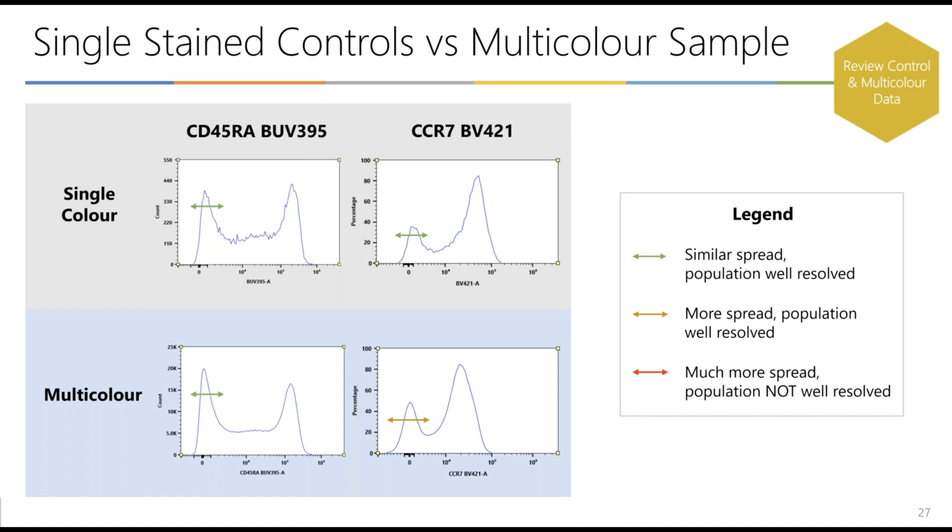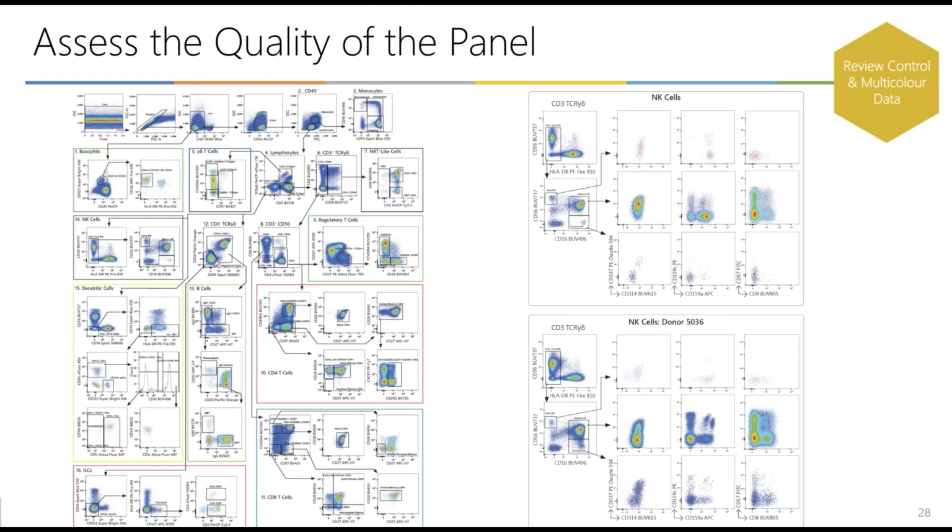Then once you're happy with the performance of your single stained and multicolor tube, now you get to the fun part, where you can draw up your beautiful gating strategy and check to see if you can observe the populations of interest in your experimental question. It's so tempting to skip to this part right at the start, but if you do, you're going to make your life a little harder.